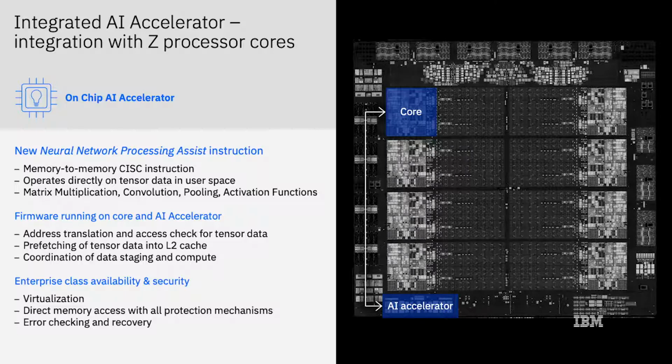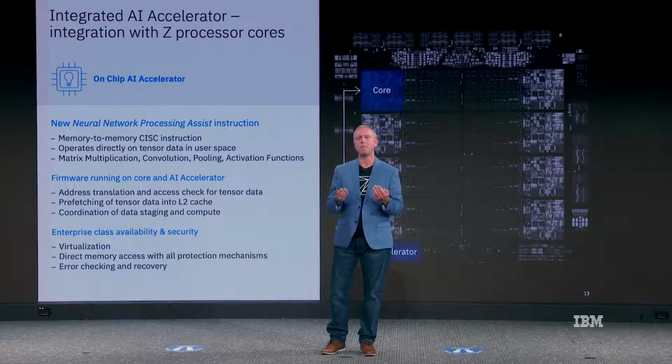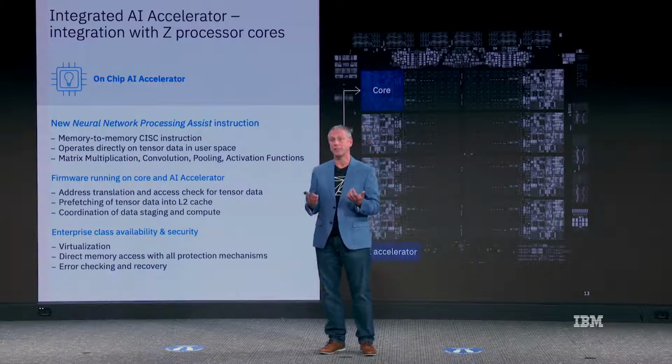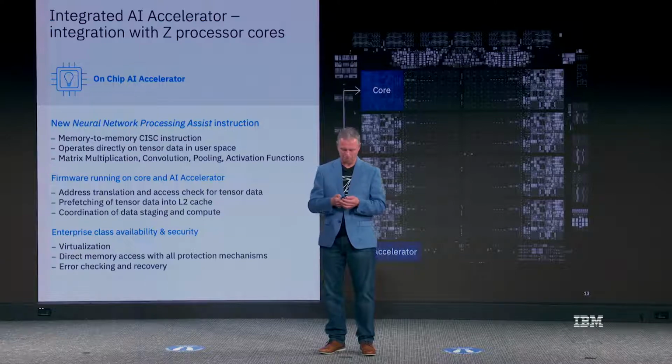The core also performs prefetching of the tensor data into the L2 cache, so that data is readily available when the accelerator needs it. The firmware sitting on the core and the accelerator are then building a data pipeline that stages the data from the L2 cache into the accelerator and distributes it within the accelerator to gain the maximum efficiency of the compute performance there.